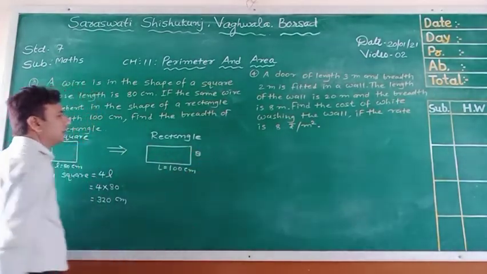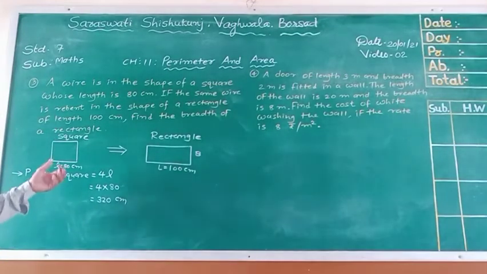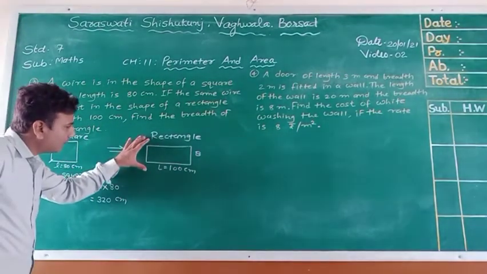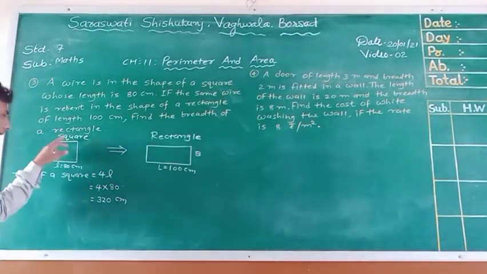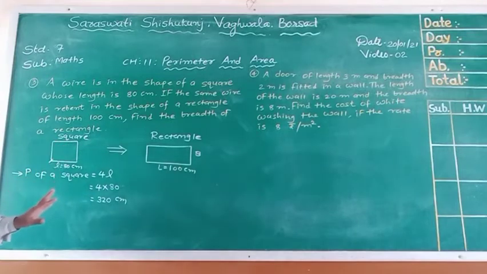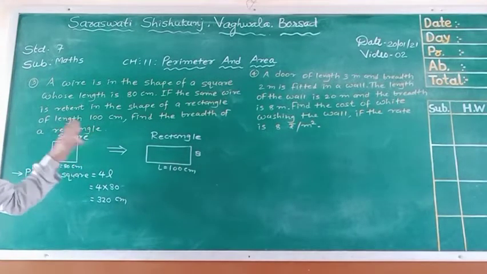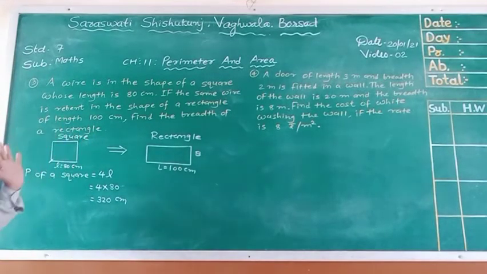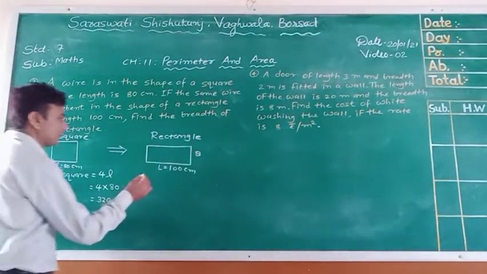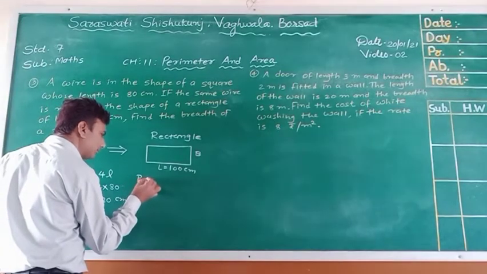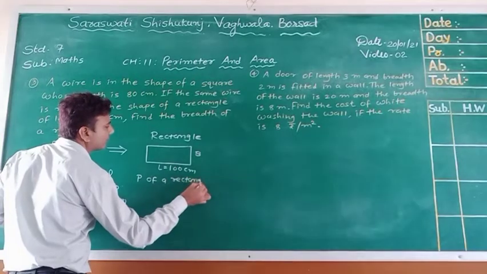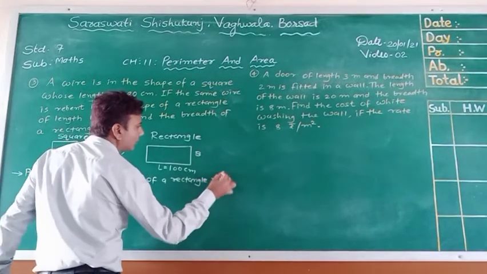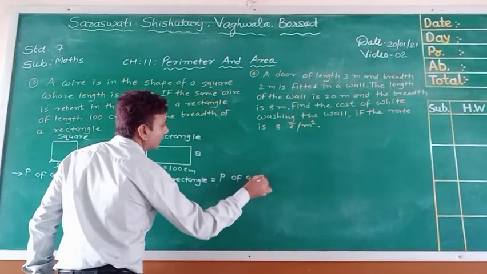Breadth we want. See, beta, how much wire did we take to make this shape? 320 centimeter long, and in square shape also 320 centimeter long. In both ways, we took the same length of wire. That means both perimeters are the same. So here we can write perimeter of a rectangle equal to perimeter of a square.